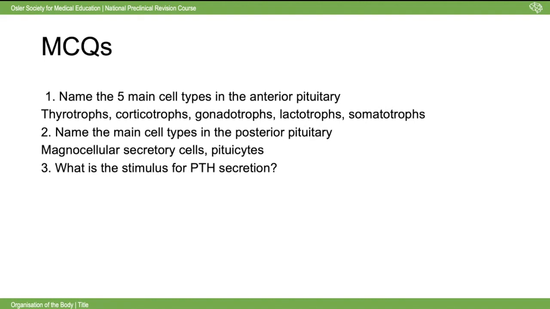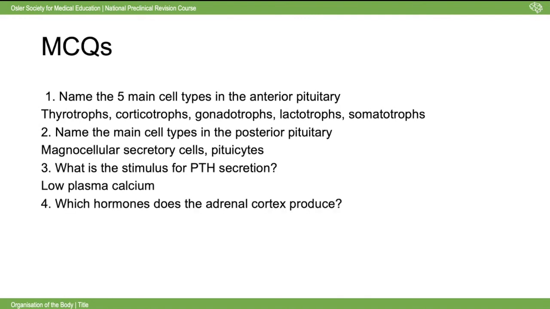Third question, what is the stimulus for PTH secretion? And the answer to that was low plasma calcium. In first year, you don't actually need to know that much about PTH and calcitonin, but a good thing to remember is that they work against each other. So calcitonin will decrease plasma calcium levels and PTH will increase plasma calcium levels. And so PTH must be stimulated by low plasma calcium if it's going to be increasing plasma calcium levels.